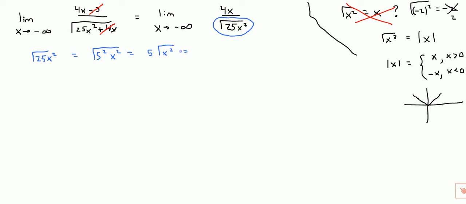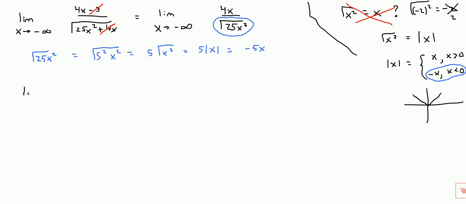So this is equal to 5 times the absolute value of x. Since x is approaching negative infinity, we want the x less than 0 side of the absolute value of x. So that's negative 5x. I'm substituting in negative x because I know that x is going to be less than 0 since it's approaching negative infinity. So we rewrote the denominator, the square root of 25x squared.